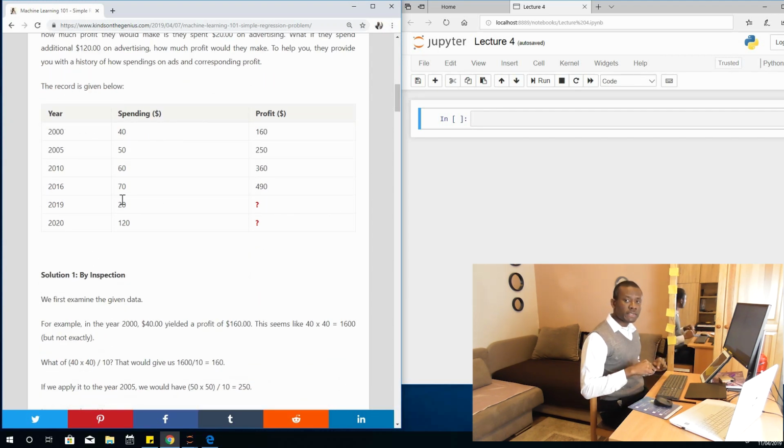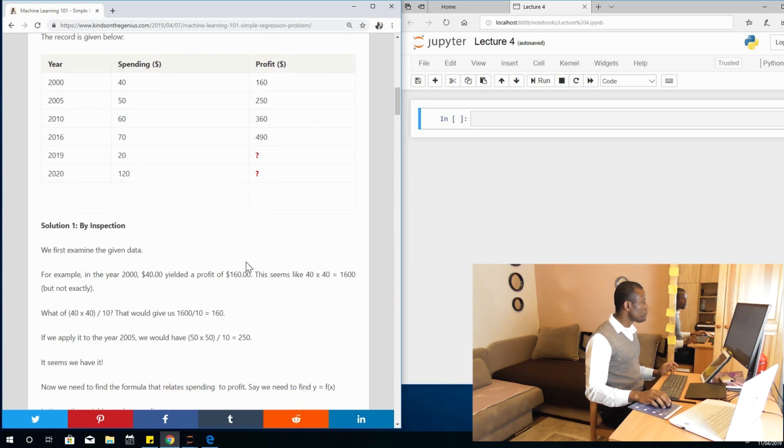But now this is 2019 and next year is 2020. So they are trying to forecast, if they spend this many dollars, how much will they make as profit? And they want you to do the work. This looks trivial, but that is basically how regression works. That is the key of machine learning, trying to predict something that we don't know.